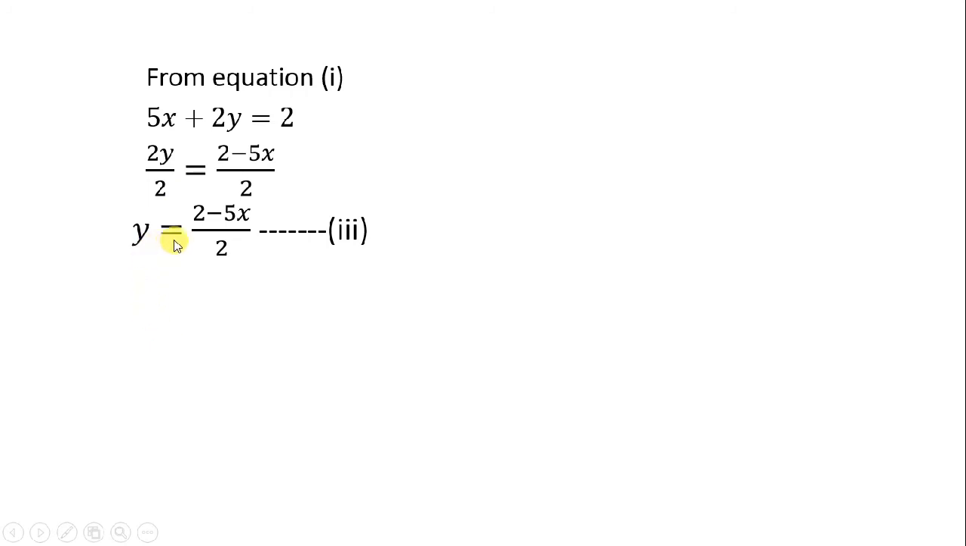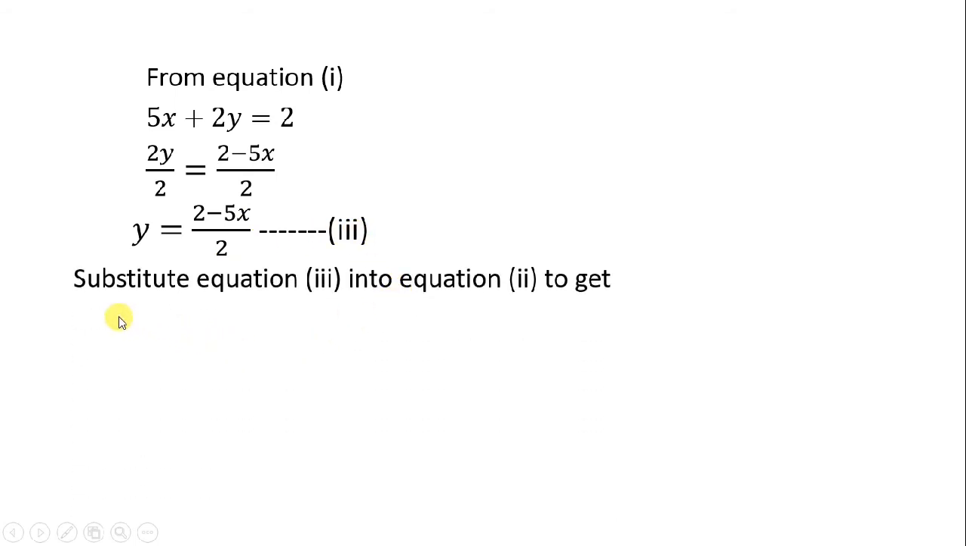And then from equation 1, we are supposed to make one of the variables subject of the formula. So we'll pick y. So the first step, what we are going to do, we'll transpose this 5x to the right. It will become a negative 5x. Now, since we have 2y and I just want to remain with a y, we'll divide both sides by 2. Therefore, our y will be equals to 2 minus 5x divided by 2. We'll call that one equation what? 3.